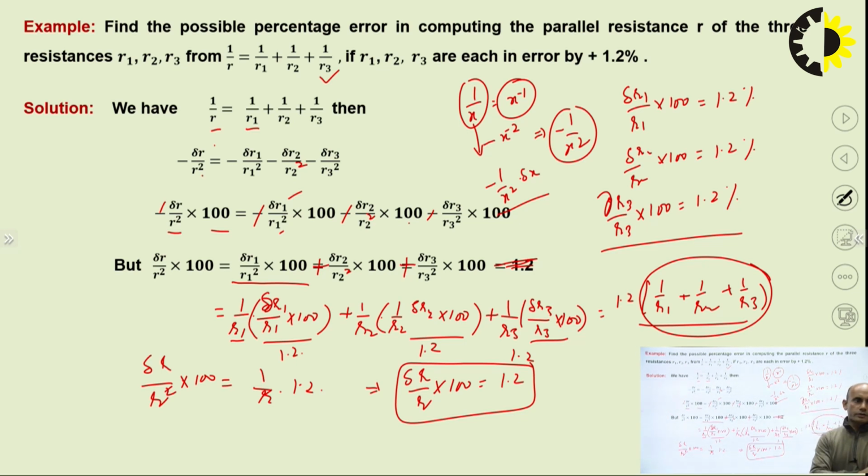So according to the question, we have to find the possible percentage error in computing the parallel resistance R of three resistances R1, R2 and R3. We have the relation 1 upon R equals 1 upon R1 plus 1 upon R2 plus 1 upon R3. First we took the differential of this expression and multiplied with 100, and since we have percentage errors in R1, R2 and R3 of 1.2%, finally we get the percentage error in the value of R.